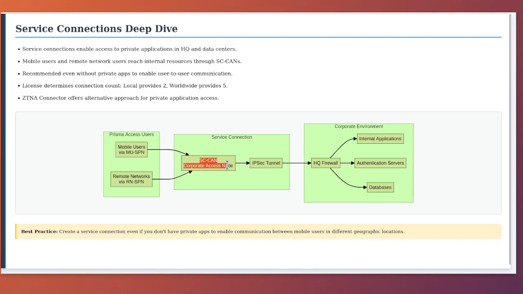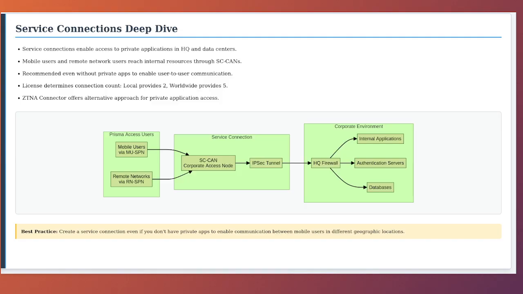Remote network users similarly access internal applications with their traffic flowing through the RN-SPN to the SCCAN. Even if you don't have private applications that mobile users need to access, Palo Alto Networks recommends creating a service connection with placeholder values. This enables network communication between mobile users and remote network locations, and between mobile users in different geographical locations. Without a service connection, these user groups cannot communicate with each other through Prisma Access.